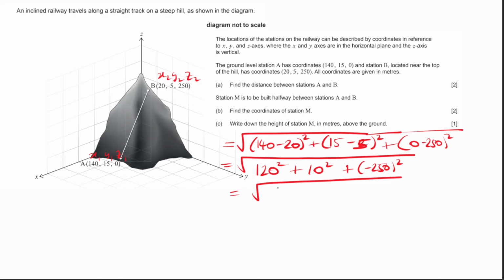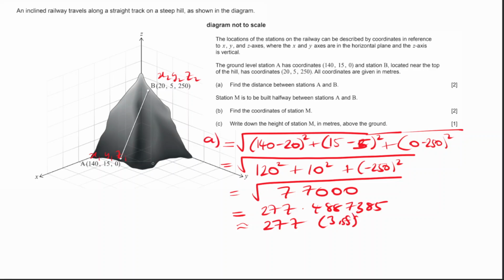Okay, so that's the square root of 77,000, and if we do that, it's 277.4887385, which obviously is 277 to 3 significant figures. Yeah. Okay, so that's the answer to A.